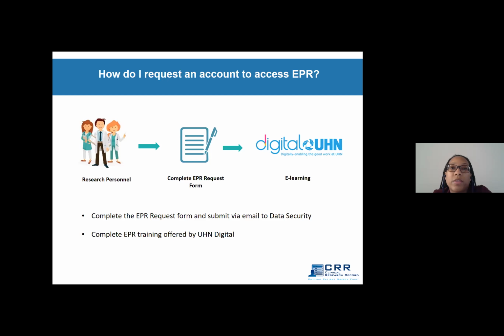So one of the things that you will need, obviously, to use CRR is EPR access. For you to get EPR access, you'll have to complete the EPR request form, and you have to submit it to data security. Your supervisor or your manager will have to submit it. And I believe in the past, they have requested either the REB approval letter or the institutional authorization. So it has to be for a study that has already gone through the review process.